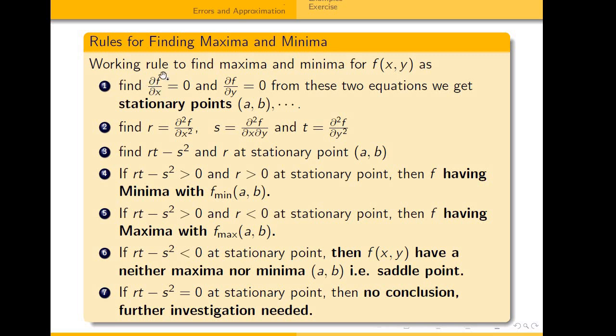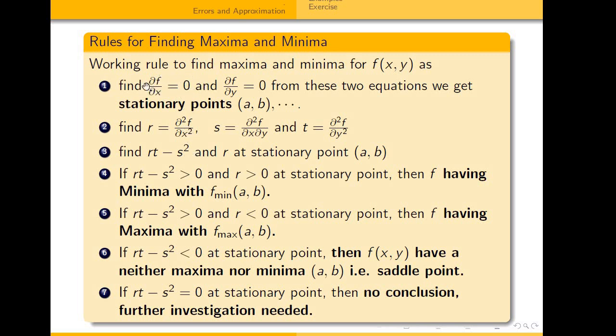First of all, we have to find the partial derivative with respect to x and set it equal to 0. Then find the partial derivative with respect to y and equate it to 0. Using these two equations, we get the stationary points. First, we have to find the stationary points. From the stationary points, we will discuss maximum.